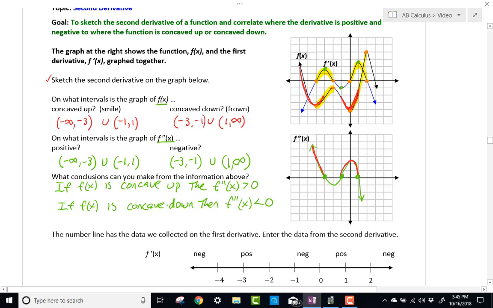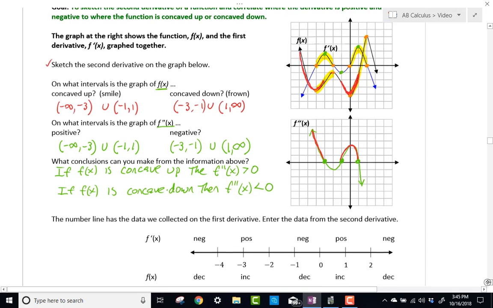This has nothing to do with increasing and decreasing from f of x. All right? We were able to sketch the graph of f double prime based on f prime of x. So the intervals where f is concave up, then f double prime is greater than 0. And if f of x is concave down, then f double prime is less than 0.